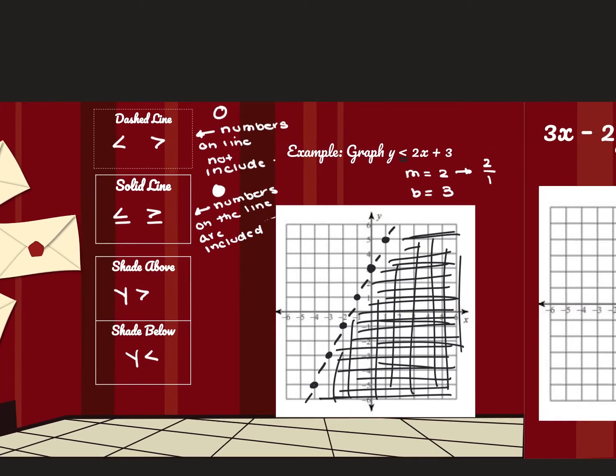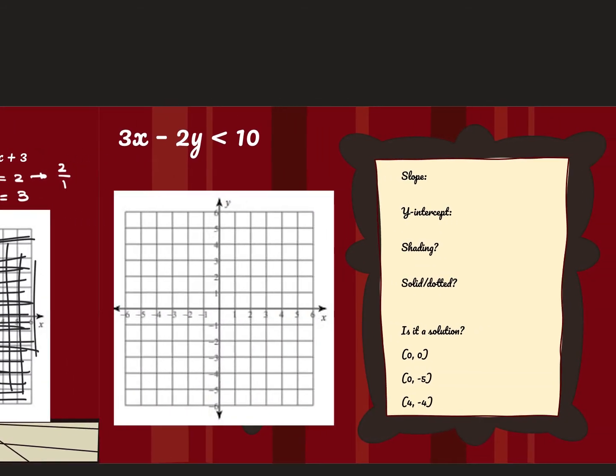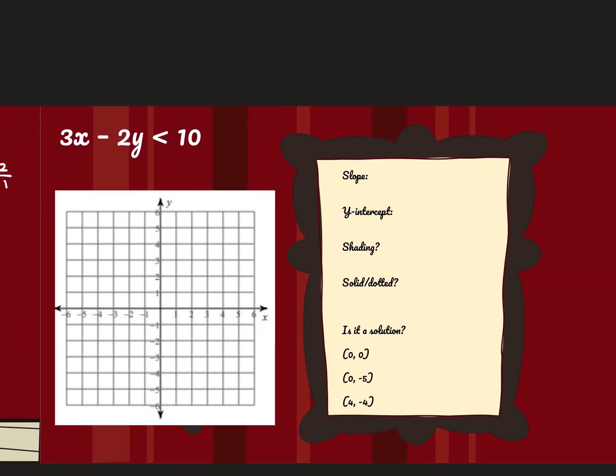All right, so let's take a look at the next example. My next example is 3x plus 2y is less than 10. Remember, the first step is to put it in slope-intercept form. So I'm going to go over to this side and do a little bit of math. I have 3x plus 2y is less than 10. I'm going to subtract 3x from both sides. I get 2y is less than negative 3x plus 10.